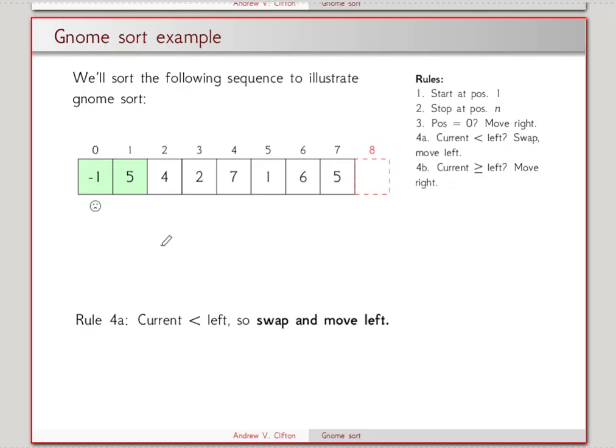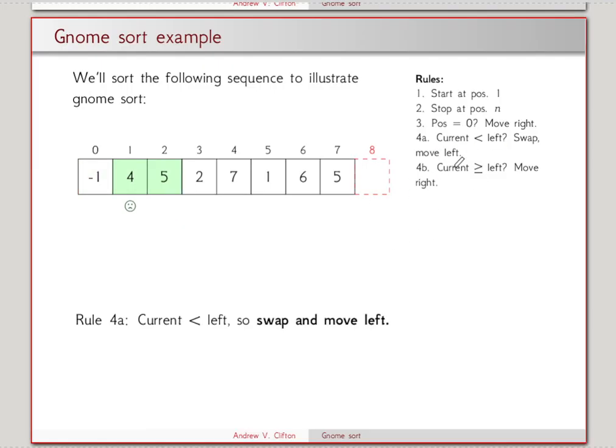Now the gnome is at position 0, so that triggers rule 3, and we take a step to the right. Now we're going to compare. Current is greater than or equal to the left, so we're going to move to the right. We compare current to our neighbor. Current is less than left, so we're going to swap and move left.